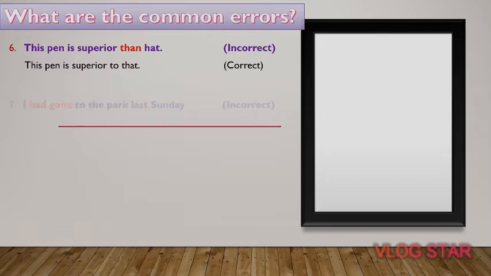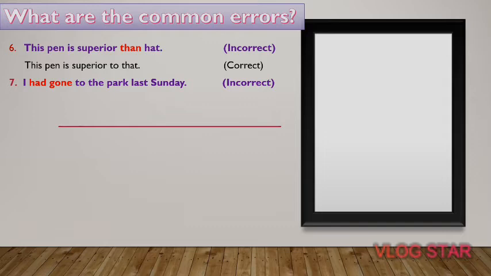Now move on to the next example, that is "I had gone to the park last Sunday." Whenever we have words like last, this particular word suggests recent past. Last Sunday refers to the recent past. So when we are referring to the recent past, the tense becomes simple past tense. So instead of past perfect tense, which is given in the sentence, we have to write it in simple past tense. So "I had gone to the park last Sunday" is the incorrect sentence, and the correct sentence will be "I went to the park last Sunday."